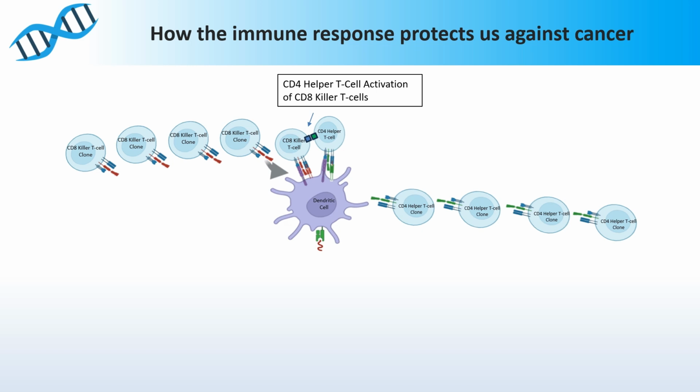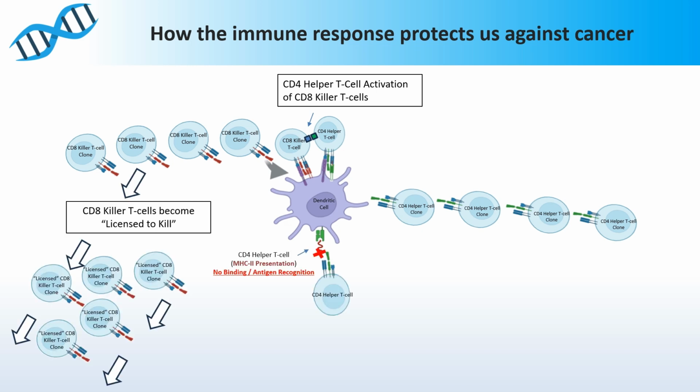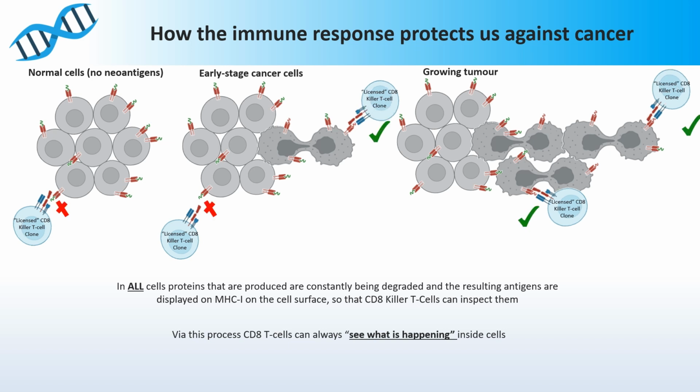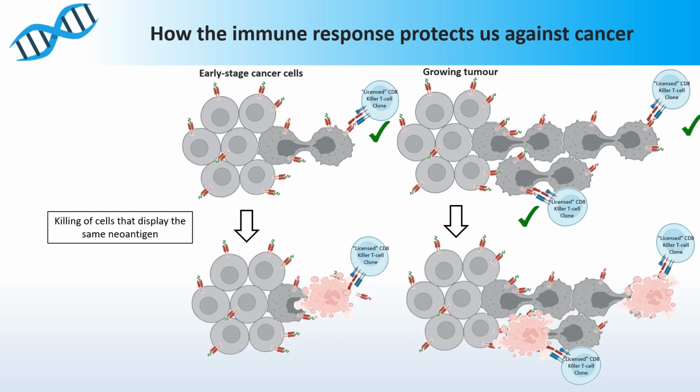And through this process, CD8 killer T cells become licensed to kill, and they leave the lymphatic tissue to find and destroy any other cells that display the same or similar neoantigens on their surface. And they can do this because inside all cells, all the time, all cellular proteins are constantly being degraded, and bits of them are being displayed on the surface on MHC1 for this purpose. So the repertoire of proteins produced by cells are always visible to patrolling CD8 killer cells. So in the context of cancer, these cells can find cancerous growths at various stages of progression by recognizing these neoantigens that are displayed on MHC1 molecules. And once they're recognized, they initiate the killing process.